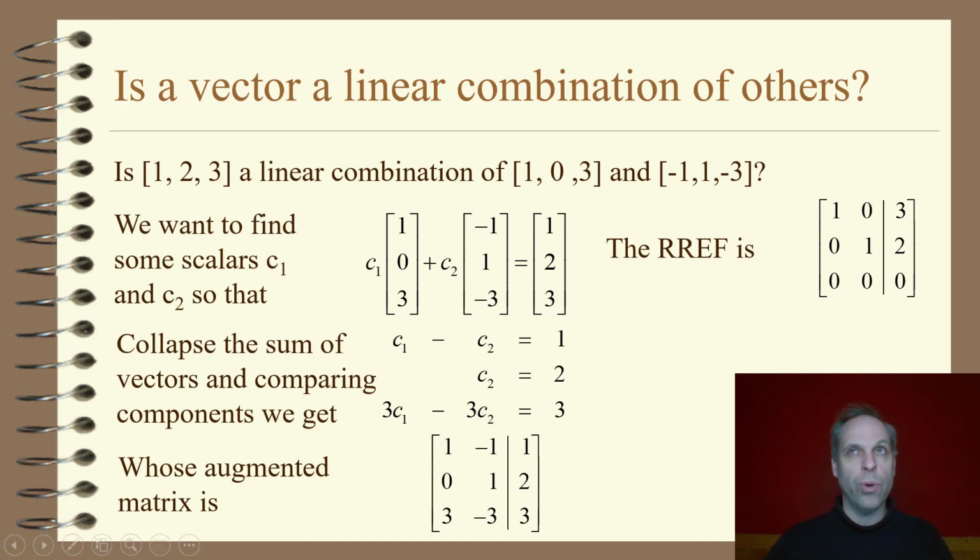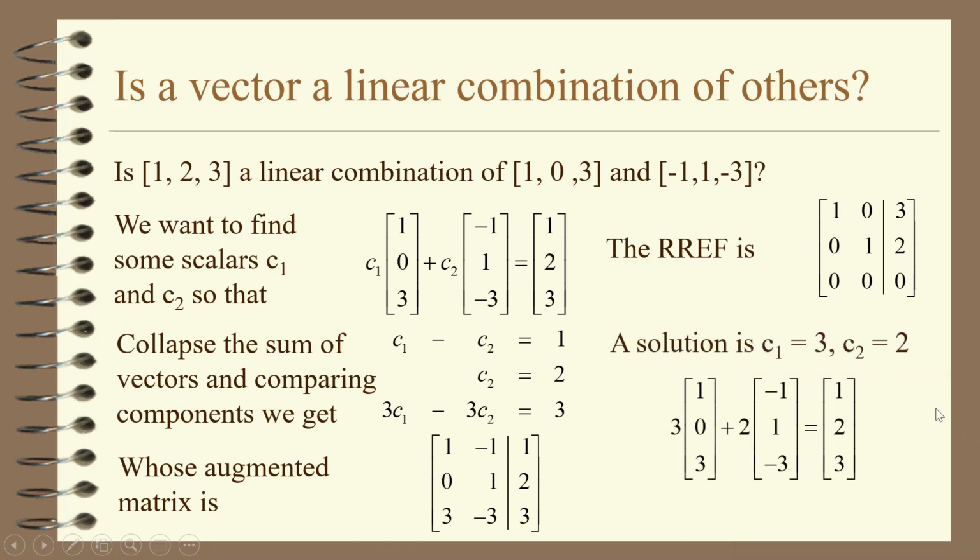Now, if you want to go further and find out what actually is the linear combination that does the job, you have to then go a step further and give a solution to the system. Any solution will work. So in this case, one solution is c1 is 3 and c2 is 2. And if you just check it, that's correct.